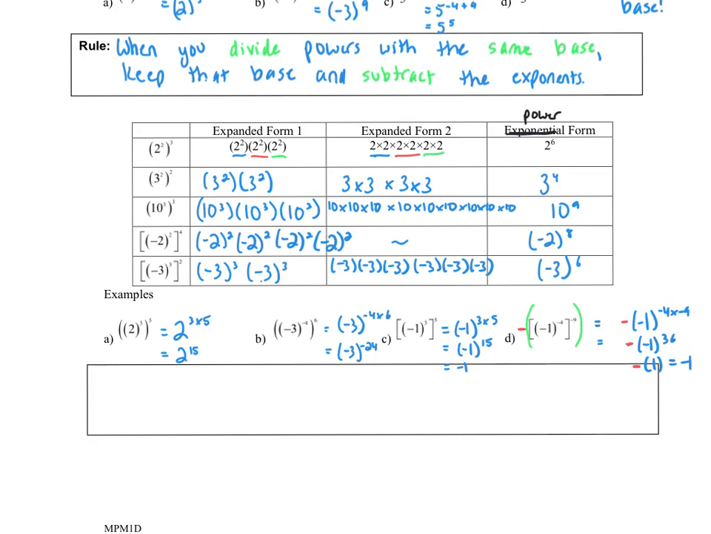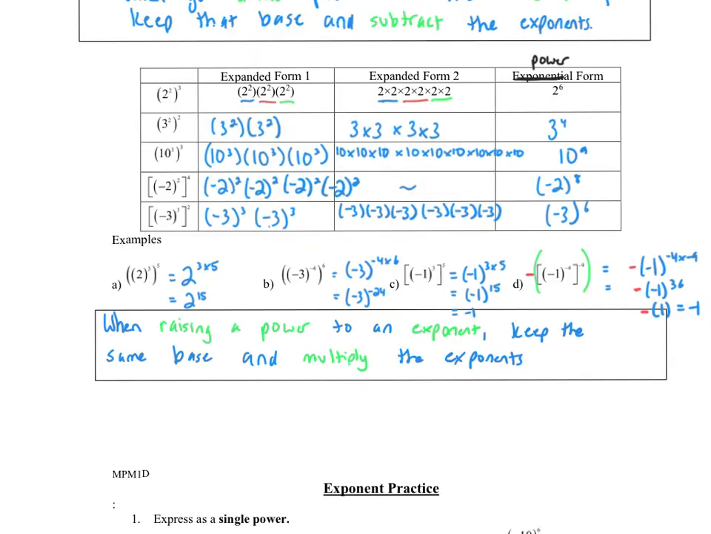Again, be very careful not to multiply these two negatives together because you are not following the order of operations. If you do, you must evaluate the exponents first. So the final rule we have looked at says when raising a power to an exponent, you keep the same base and you multiply the exponents.